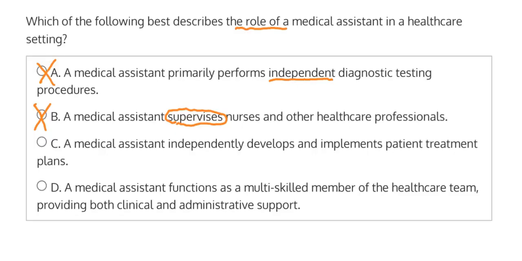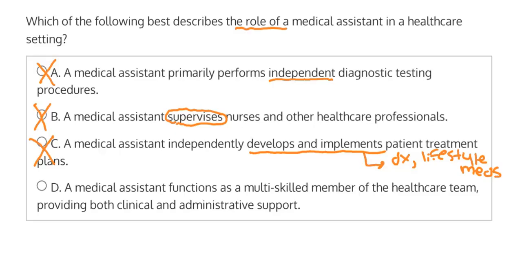Choice C says a medical assistant independently develops and implements patient treatment plans. So developing and implementing a patient treatment plan usually involves coming up with some sort of diagnosis, deciding how to best move forward from here, maybe deciding any lifestyle changes, any medications that need to be adjusted. And this sounds more like the role of a provider, and not so much the medical assistant, whose responsibility it is to develop and implement a treatment plan. So we can eliminate choice C.